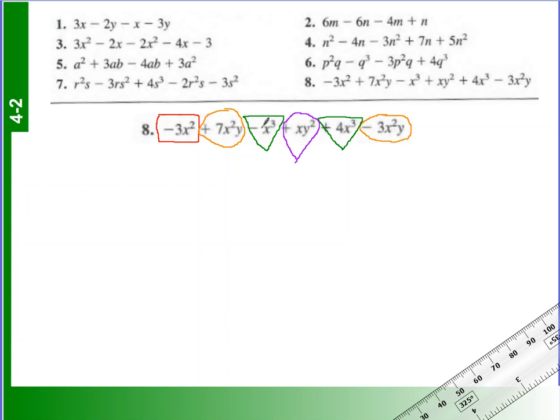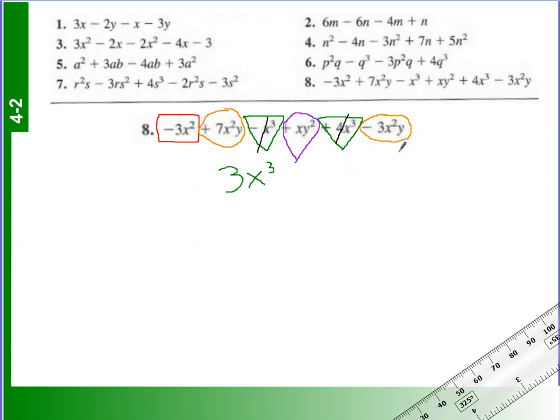So what is negative x to the third plus 4x to the third? Well, that's just the same thing as saying negative 1 plus 4. So negative 1 plus 4 is 3. So negative x to the third plus 4x to the third is just going to be 3x to the third. So I'm going to cross these off so that I don't redo that one.